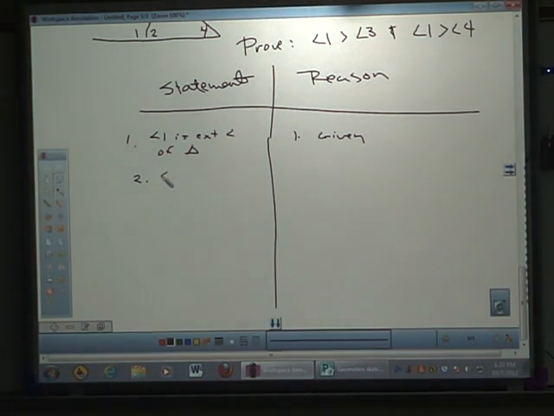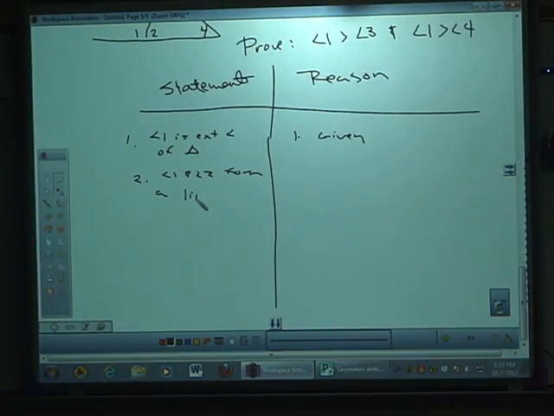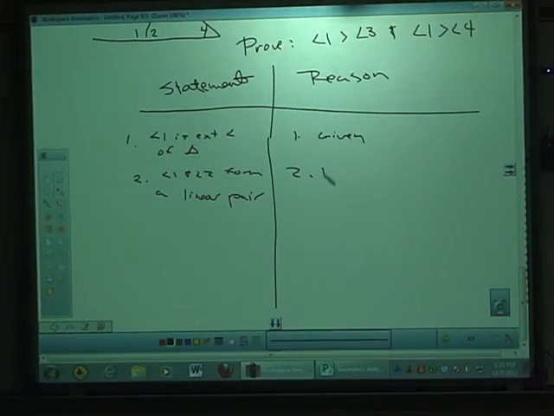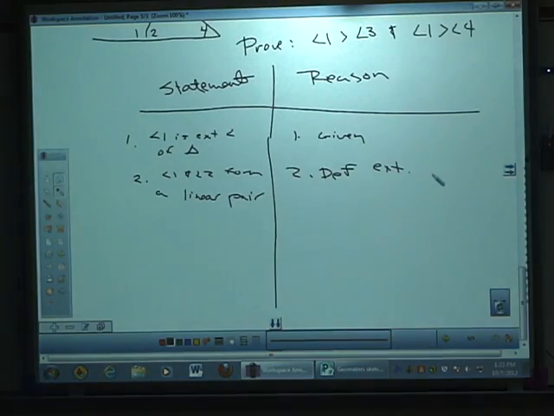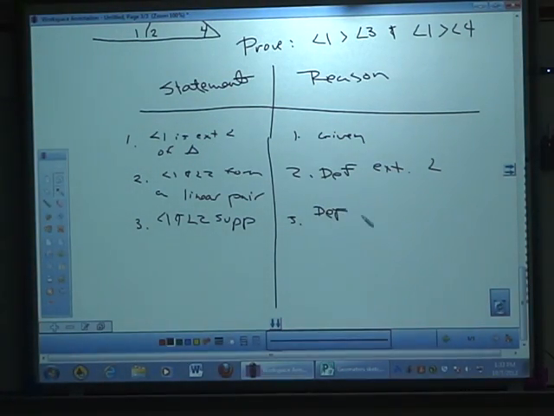Step 2, if it's exterior, we know that angle 1 and angle 2 form a linear pair. Why? Definition of exterior angle. Good. And I'd like you to be thinking, when you are at home watching these videos, that you are actually answering the questions. If they form a linear pair, then we know what about them? That they are supplementary. So we're going to say that angle 1 and angle 2 are supplementary by definition of linear pair.